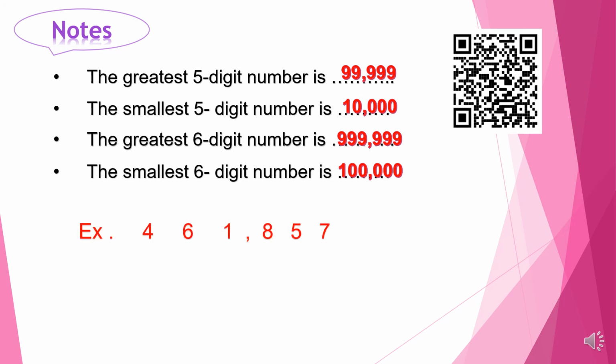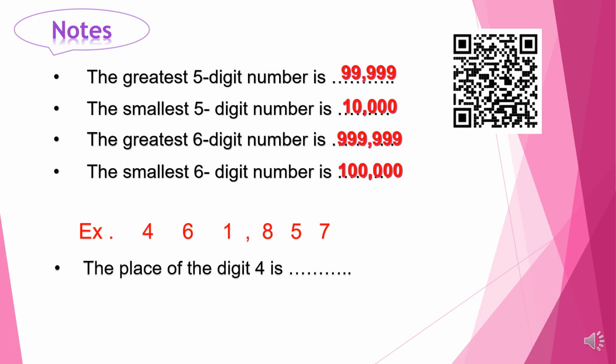For example, we have a number here. Let's read together. Start from the left, and when you see a comma, just say 1,000. Don't forget. 461,857. The first question: the place of digit 4.